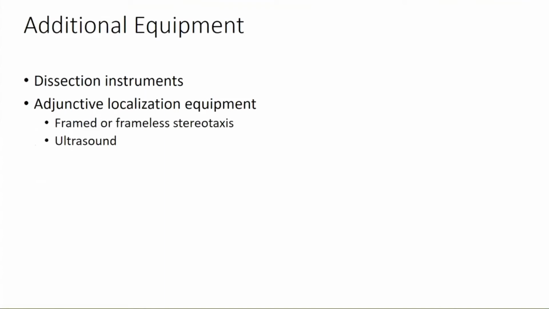Additionally, we also use some dissection instruments, not necessarily relevant to this case, but important to keep in mind if you're thinking you might be doing a septostomy, or you may have potentially a tight foramen or some altered anatomy that might require some additional maneuvers.